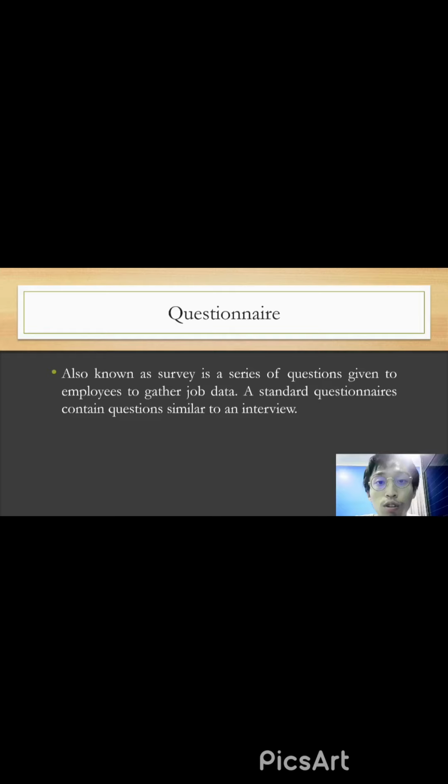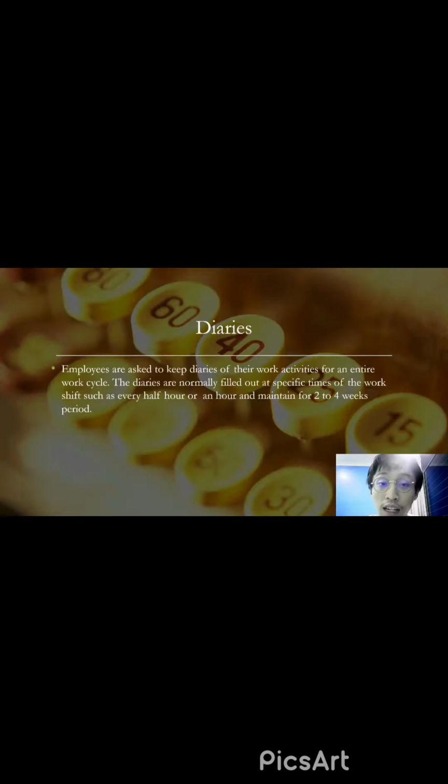Questionnaire, also known as survey, is a series of questions given to employees to gather job data. A standard questionnaire contains questions similar to an interview. And lastly, diaries. Employees are asked to keep diaries of their work activities for an entire work cycle. The diaries are normally filled out at specific times of the work shift, such as every half an hour or an hour, and maintained for about 2 to 4 weeks.